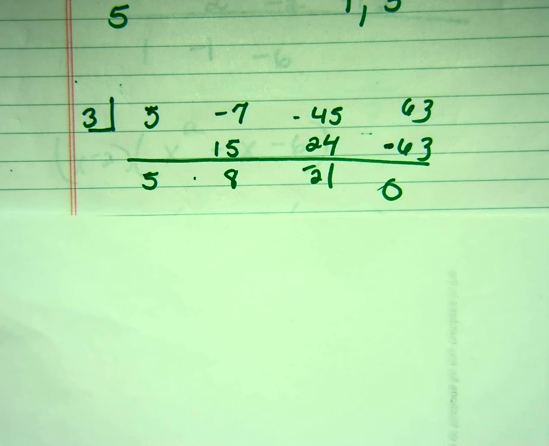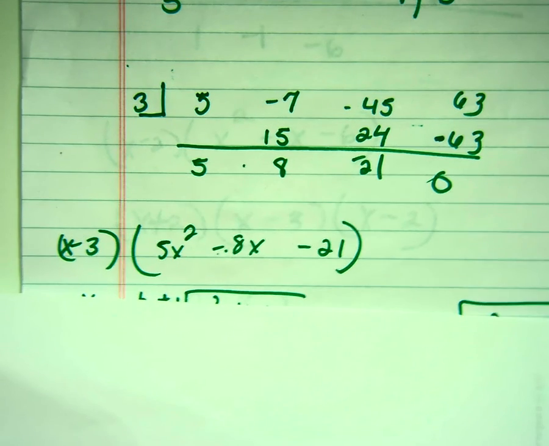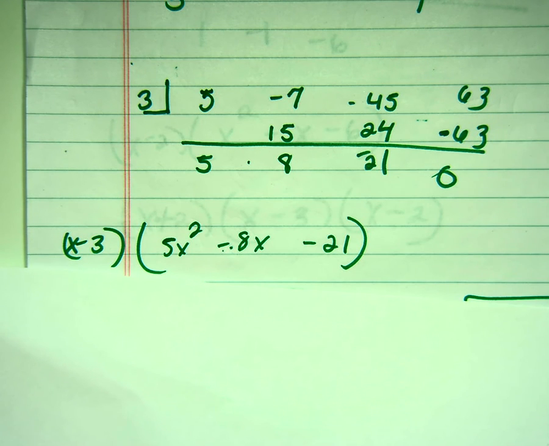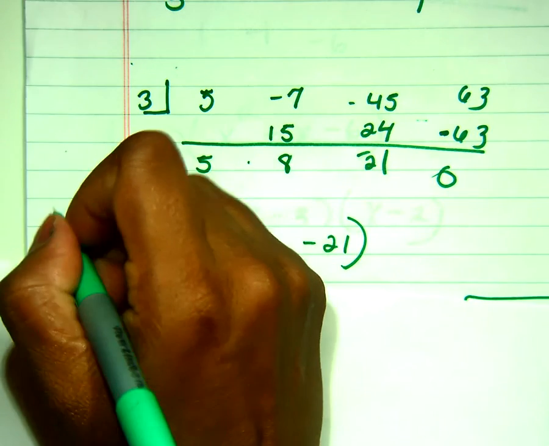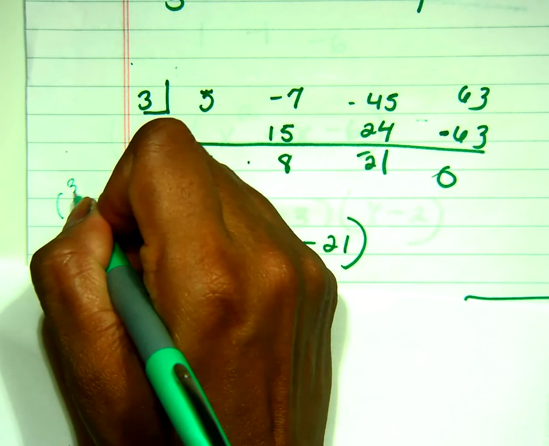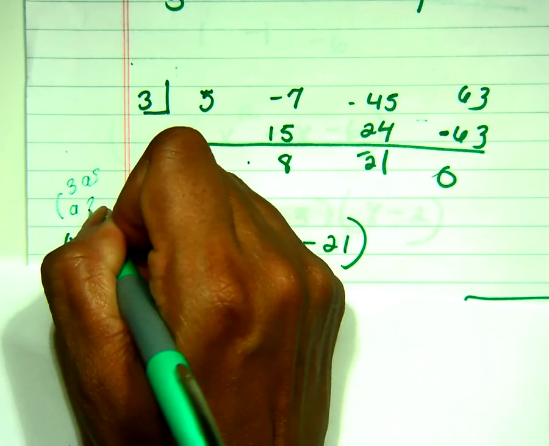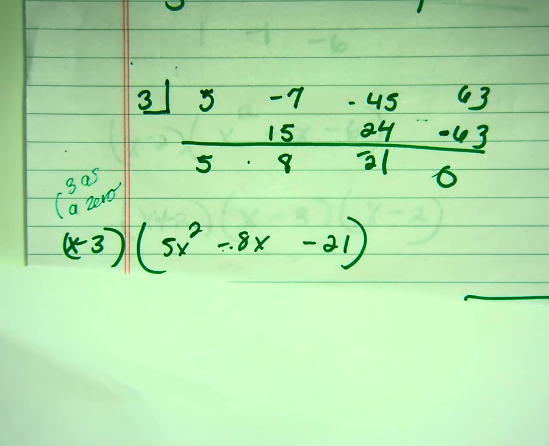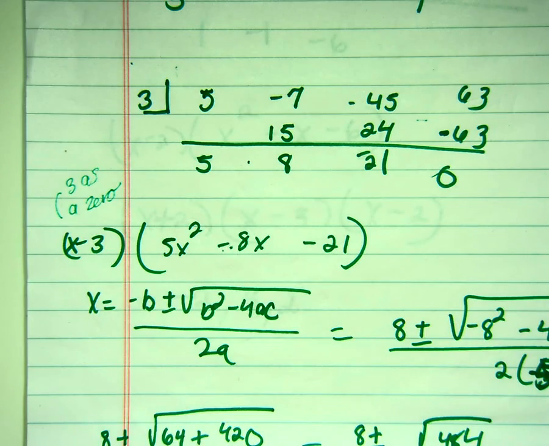So if I rewrite this now as factors, I have x minus 3 and then 5x squared minus 8x minus 21. Well, we can easily say that 3 is a zero. But what we cannot figure out using this polynomial right here is how to do this. One of the most tedious ways, but also the most efficient way, is using the quadratic formula. So now we're going to use the quadratic formula.